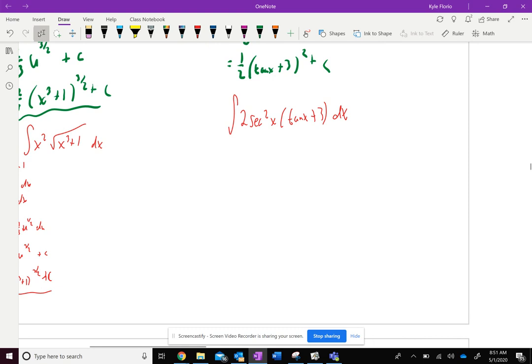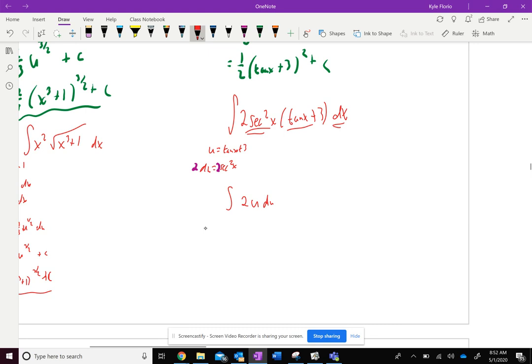Last one, we'll do the same thing. If I take u to be tangent x plus 3, the derivative of that would be secant squared. And if I just multiply both sides by 2, then we got our 2 secant squared x. Simple enough. So this is going to be the integral of, that right there is going to be u. This part right here is going to be 2 du.